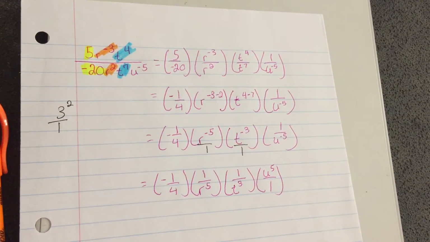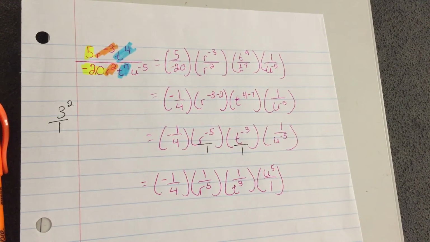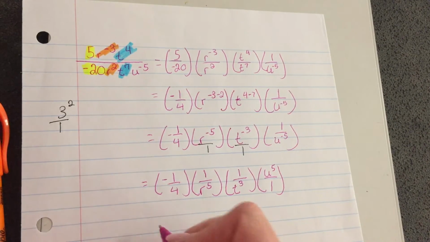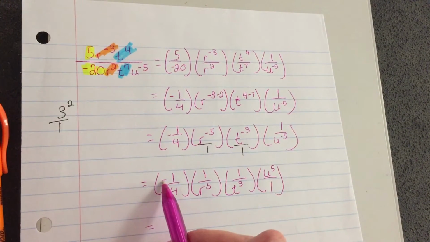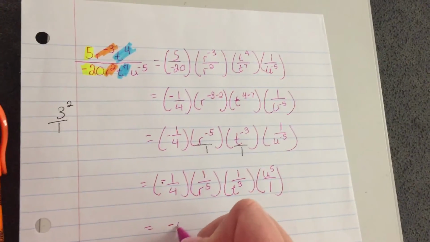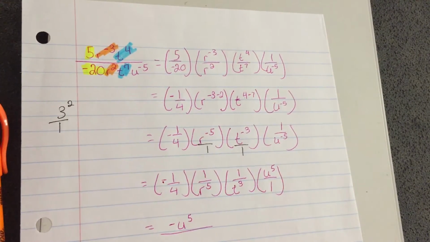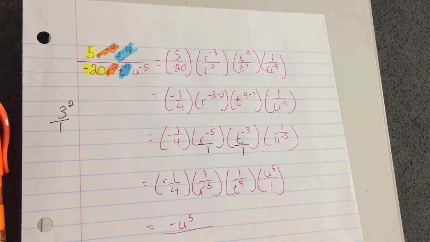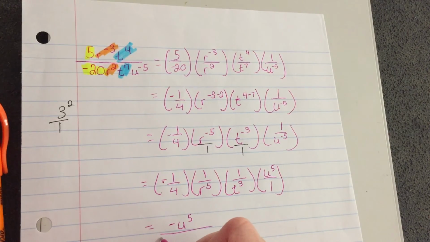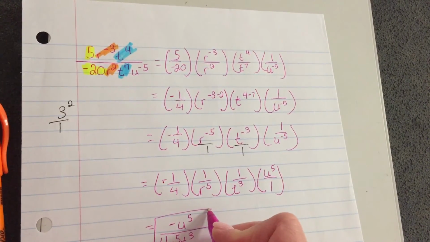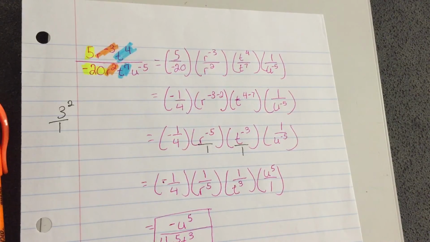The reason I write this out like this is because now you can go straight across and write out your answer. Okay. The negative sign is in the numerator. Do you see that? So I have negative U to the 5th. It's okay if my coefficient is negative. My exponent cannot be negative. And I'm just going to write out what I have. 4 R to the 5th T cubed. And you are finally done. If you have any additional questions, please come see me.